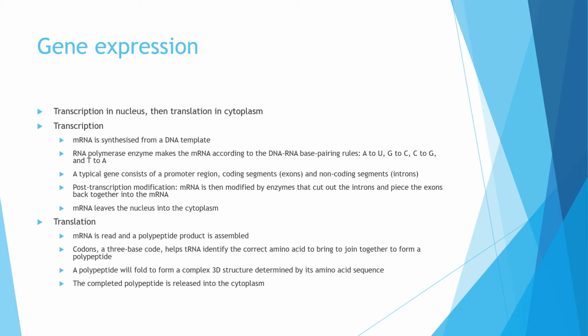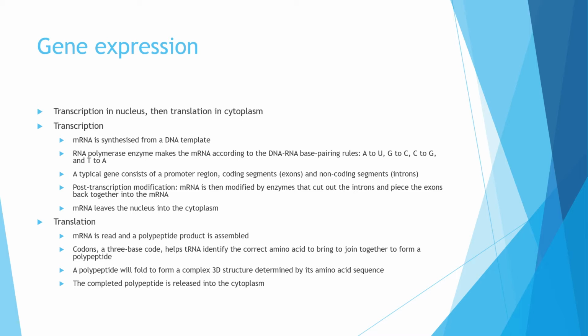A quick refresher, gene expression involves two major stages: transcription in the nucleus, then translation in the cytoplasm. In transcription, messenger RNA is synthesized from a DNA template. The RNA polymerase enzyme makes the mRNA according to the DNA RNA base pairing rules. A typical gene will consist of a promoter segment, a coding segment called exons, and a non-coding segment called introns. This then goes through a post-transcription modification where mRNA is modified by enzymes that cut out the introns and piece the exons back into an mRNA.